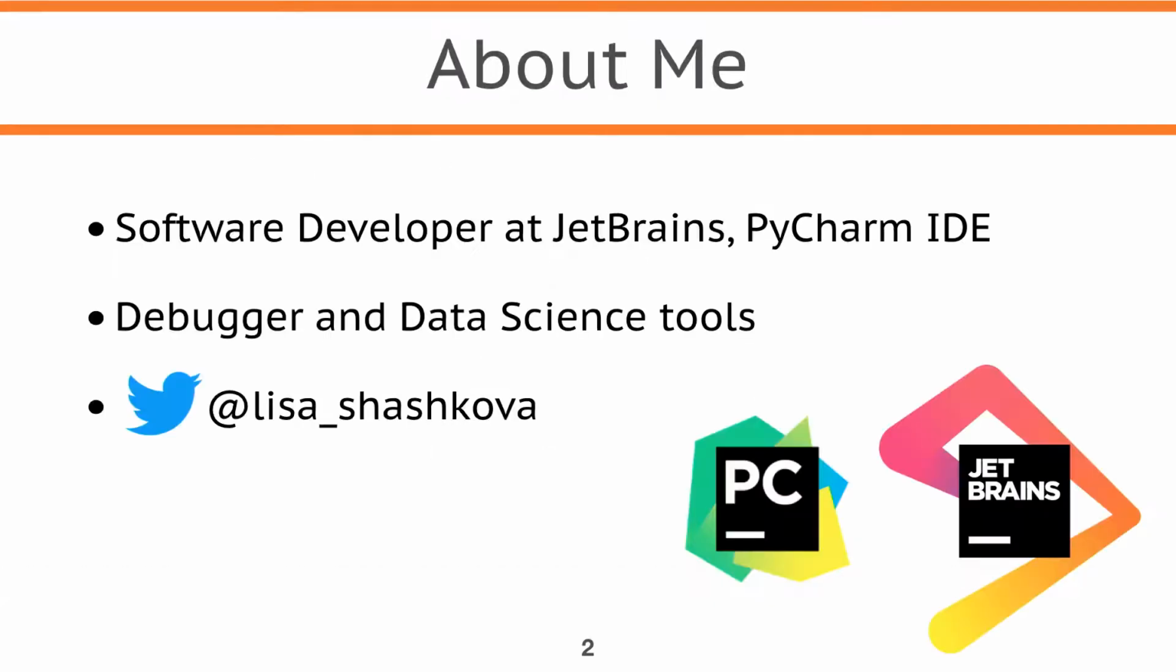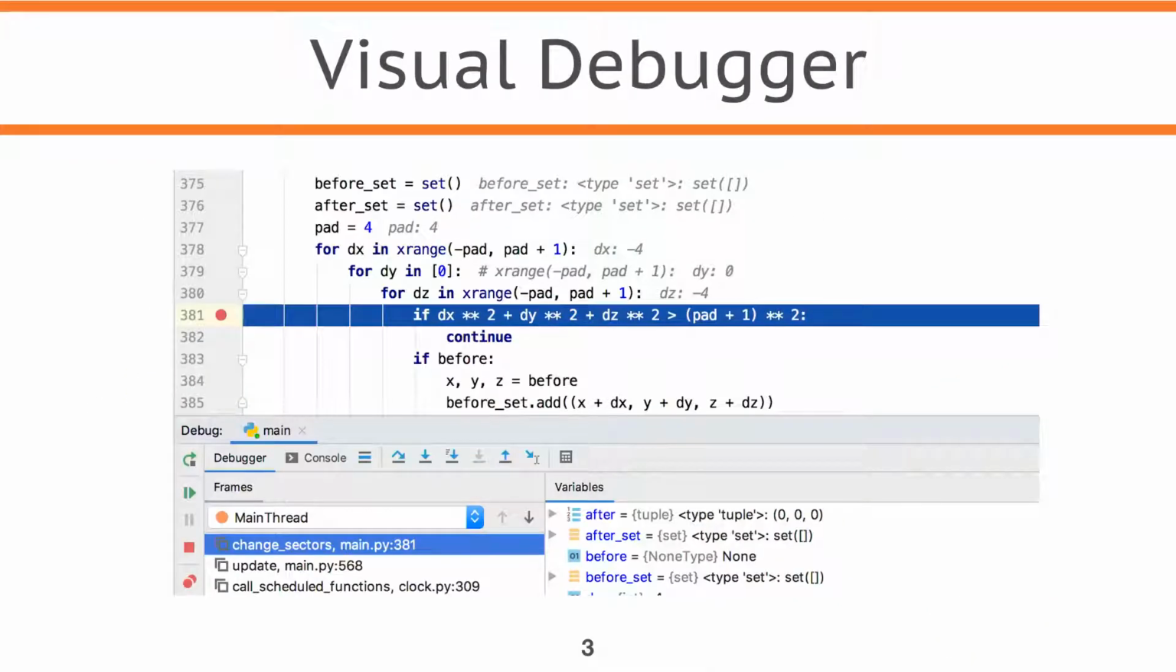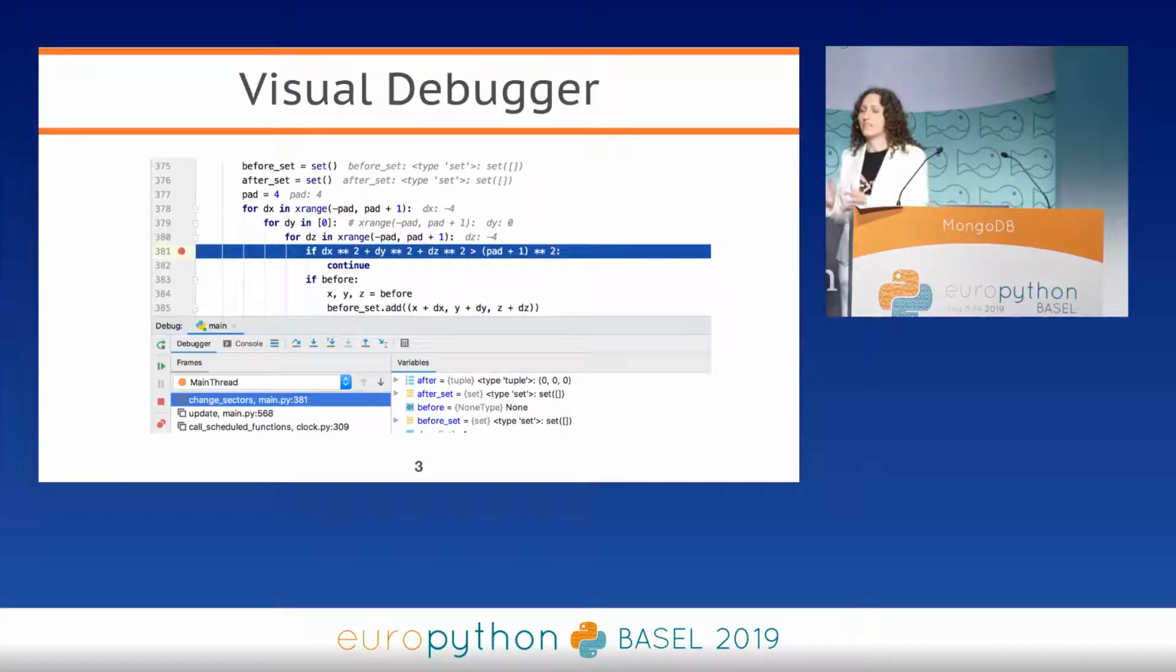First, let me introduce myself. I'm a software developer at JetBrains. I'm working on the PyCharm IDE, and currently I'm focused on debugger and data science tools. We always write code with bugs, but a productive developer is not a developer who writes code without bugs, but a developer who can quickly find and fix them. And Visual Debugger is a tool which can help you to do it really efficiently.